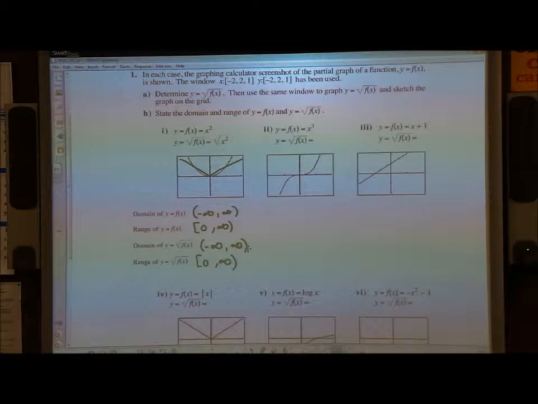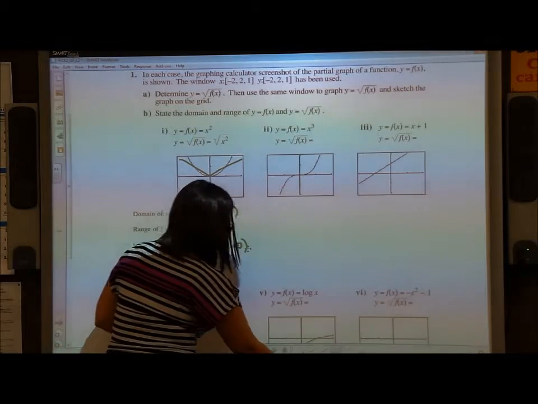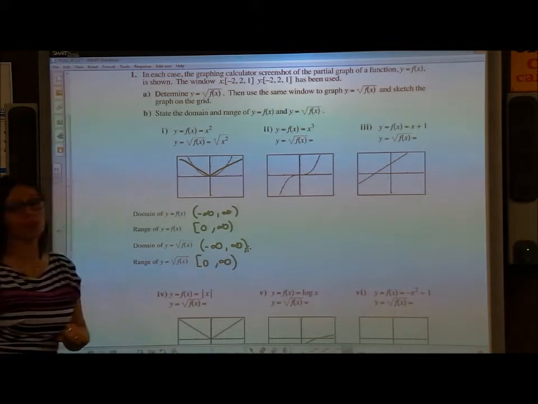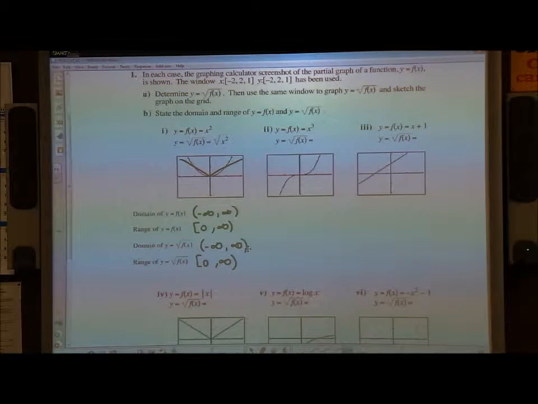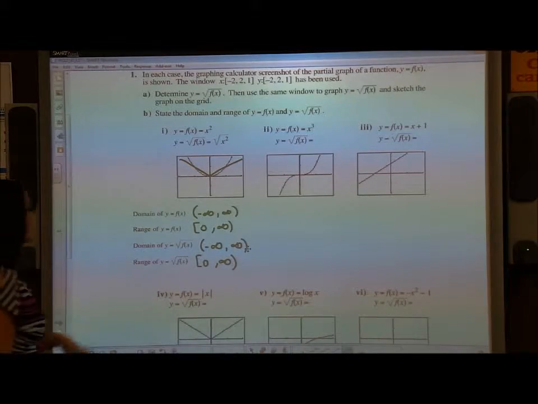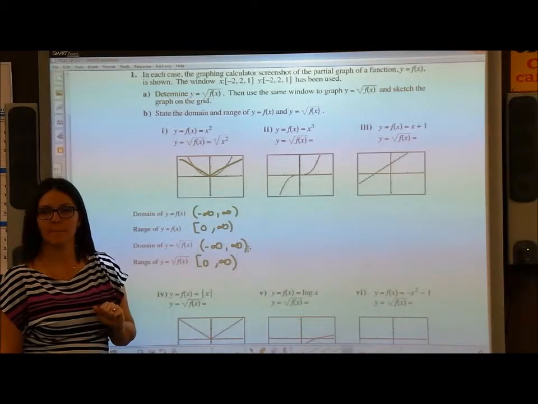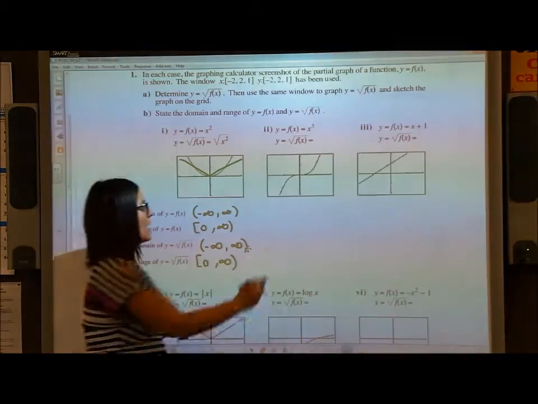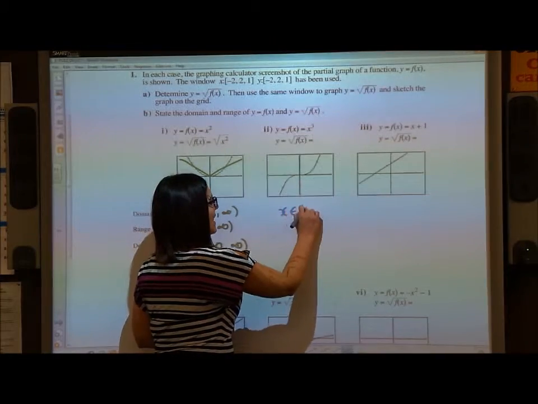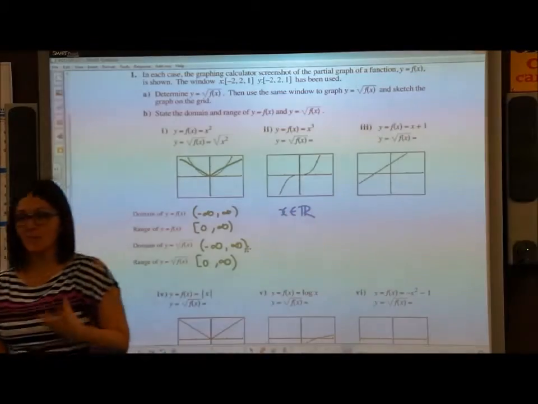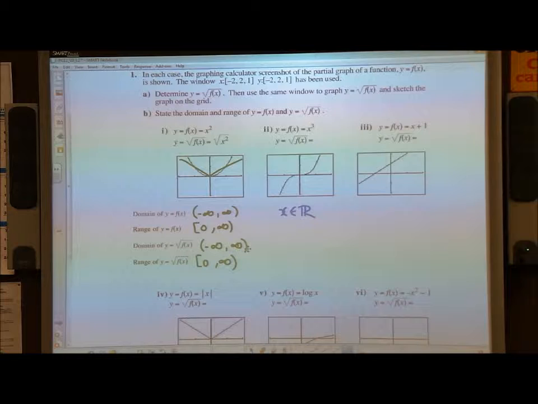Okay. So now if I look at graph number 2, I have a cubic function, f of x equals x cubed. What is the domain of this function? What are my possible x values? Negative infinity to infinity. Okay, which is also the same as saying x could be anything. X could be an element of the reals. So that's another way that I can express it.